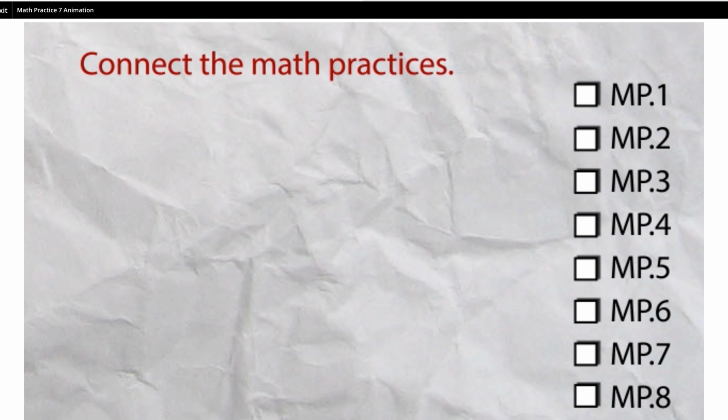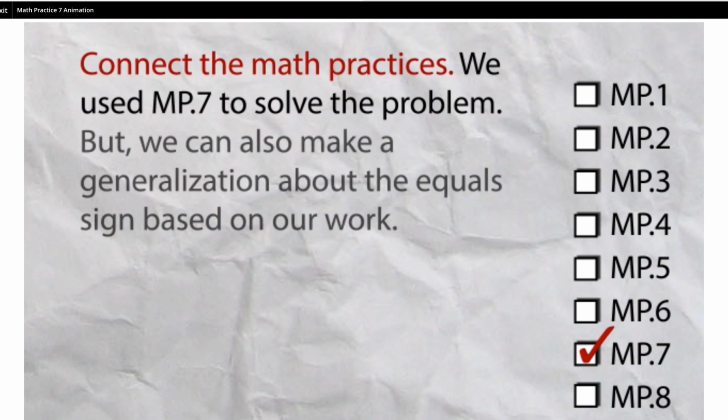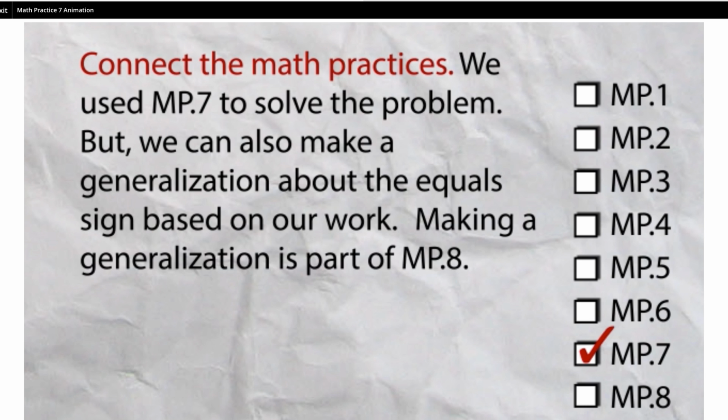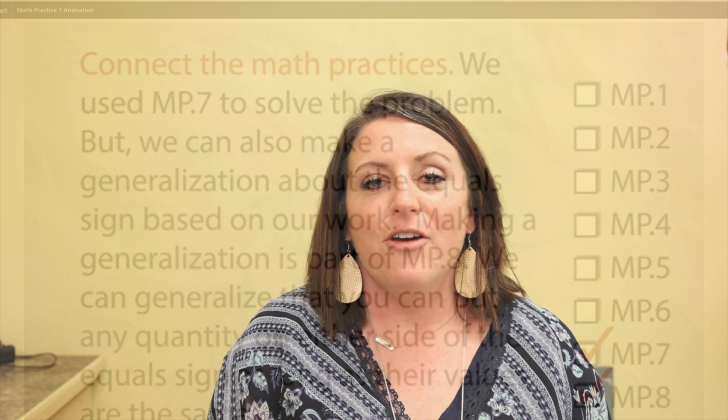Connect the math practices. We used MP7 to solve the problem. But we can also make a generalization about the equal sign based on our work. Making a generalization is part of MP8. We can generalize that you can put any quantity on either side of the equal sign as long as their values are the same.